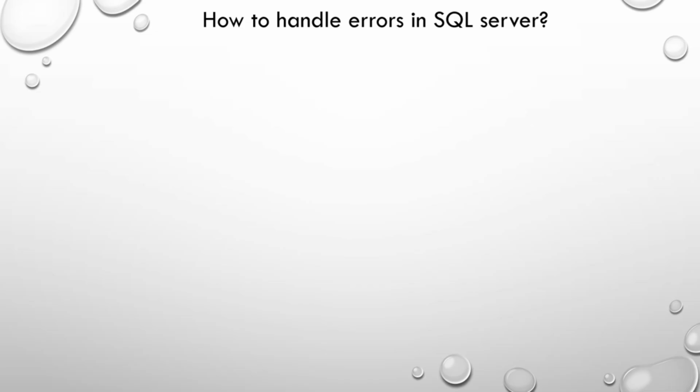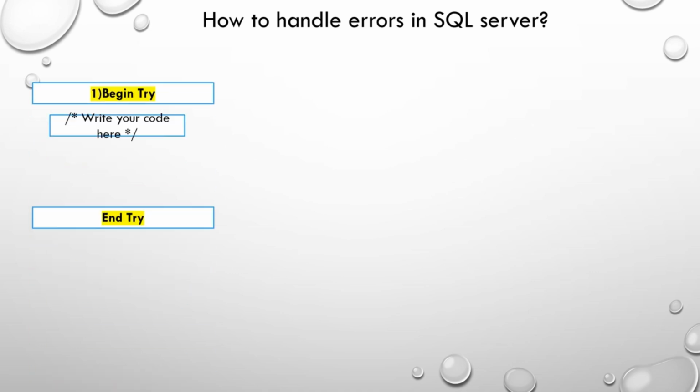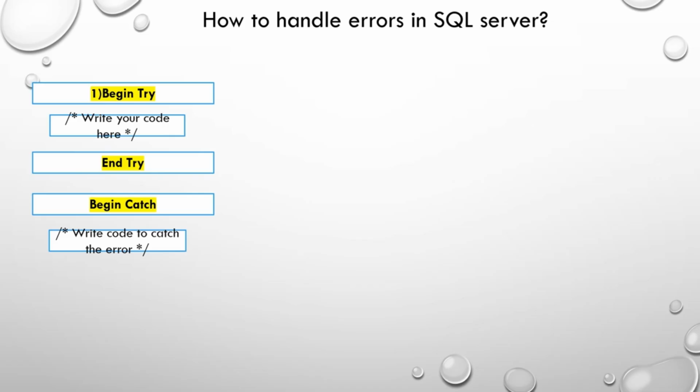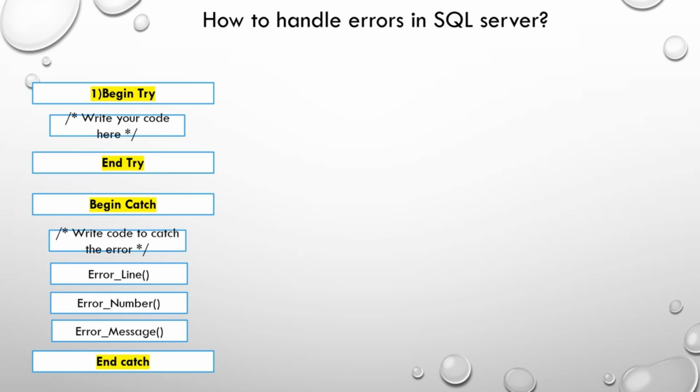How to handle errors in SQL Server? SQL Server introduces a lot of techniques to handle errors. However, the most important primary method for error handling is the TRY...CATCH block. It works similar to exception handling in other languages such as C#, Java, etc. You write the code inside BEGIN TRY and END TRY, and if any error occurs, SQL Server jumps into the BEGIN CATCH block. In the CATCH block, you can get detailed information about the error by using built-in error functions called ERROR_LINE, ERROR_NUMBER, ERROR_MESSAGE, and so on.